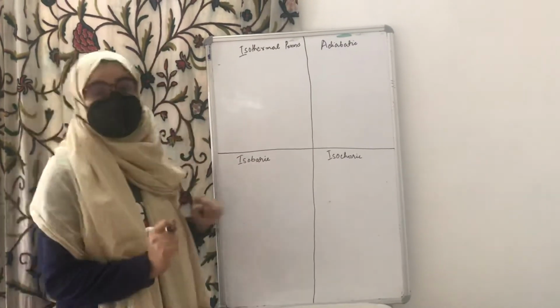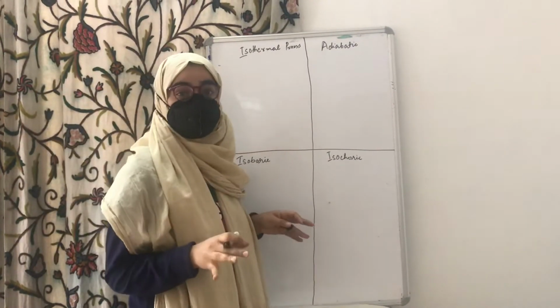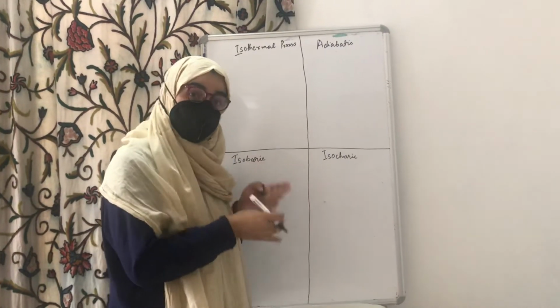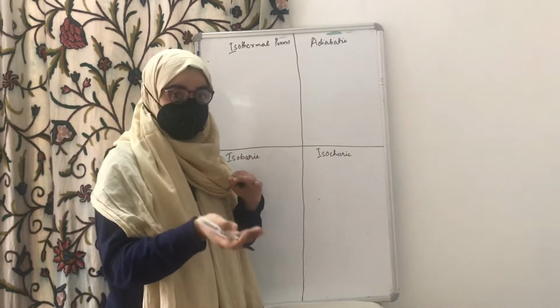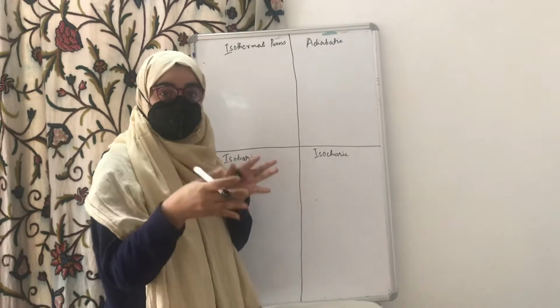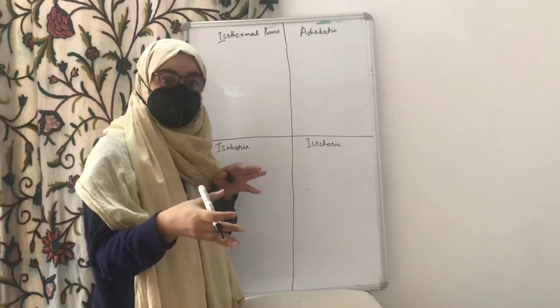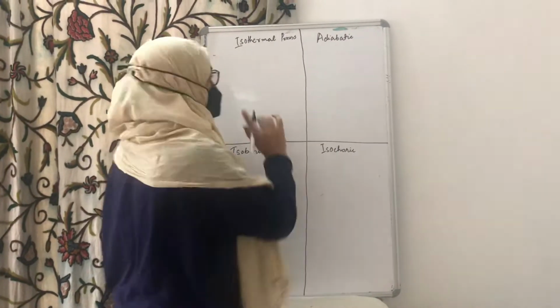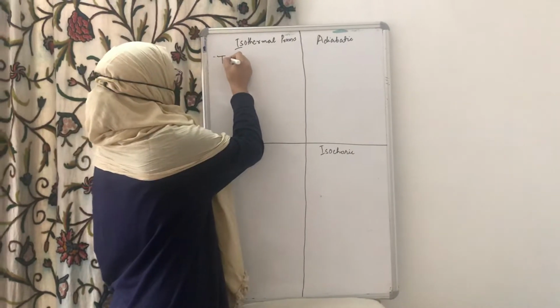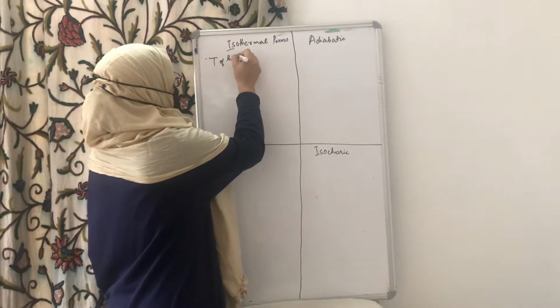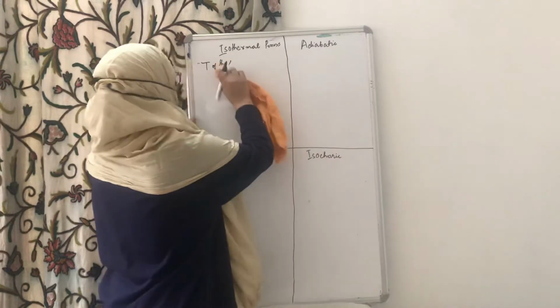So isothermal process is that thermodynamic process in which, while going from initial state to final state, that is, while the thermodynamic change occurs, the temperature of the system remains constant. Temperature of the system, or we can write it like this.